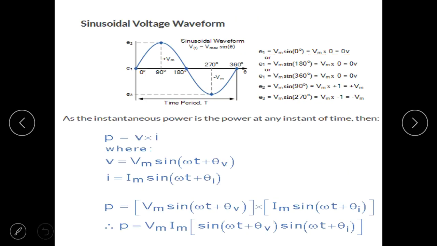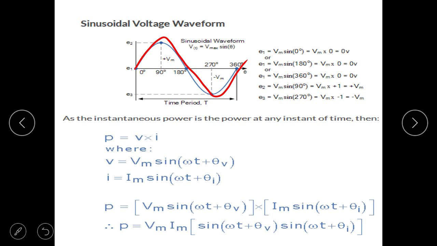Now the sinusoidal waveform. A sinusoidal waveform is represented in the figure. This is a sine wave. We know that a sinusoidal waveform is also an alternating quantity. Its magnitude changes with respect to time.